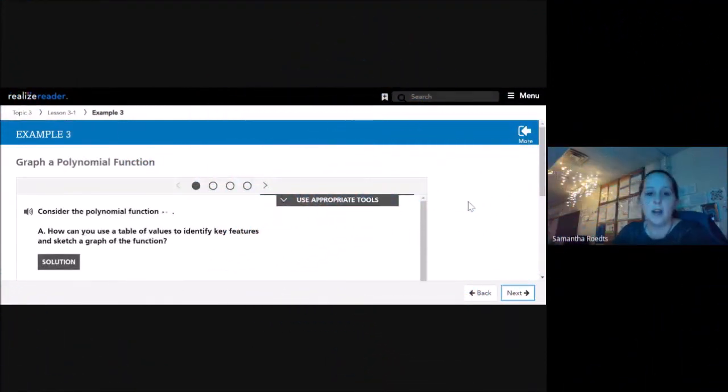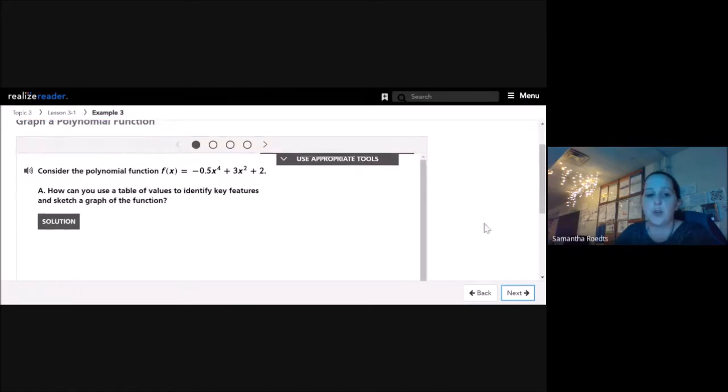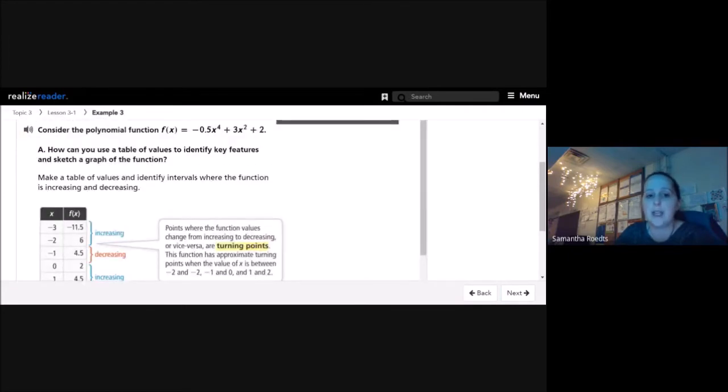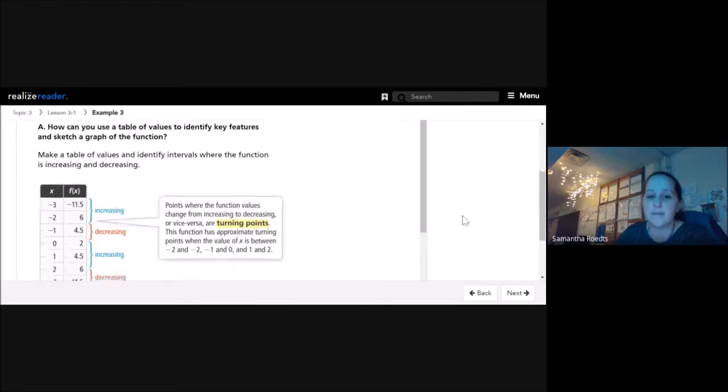All right, example number three, graph a polynomial function. Consider the polynomial function f of x equals negative 0.5x to the fourth plus 3x squared plus 2. How can you use a table of values to identify key features and sketch a graph of the function? I can make a table of values and identify intervals where the function is increasing and decreasing.